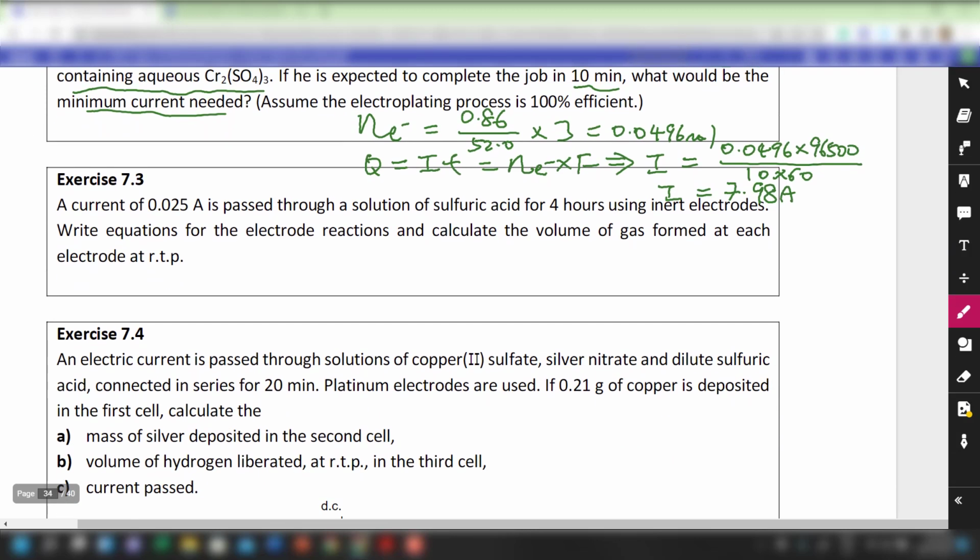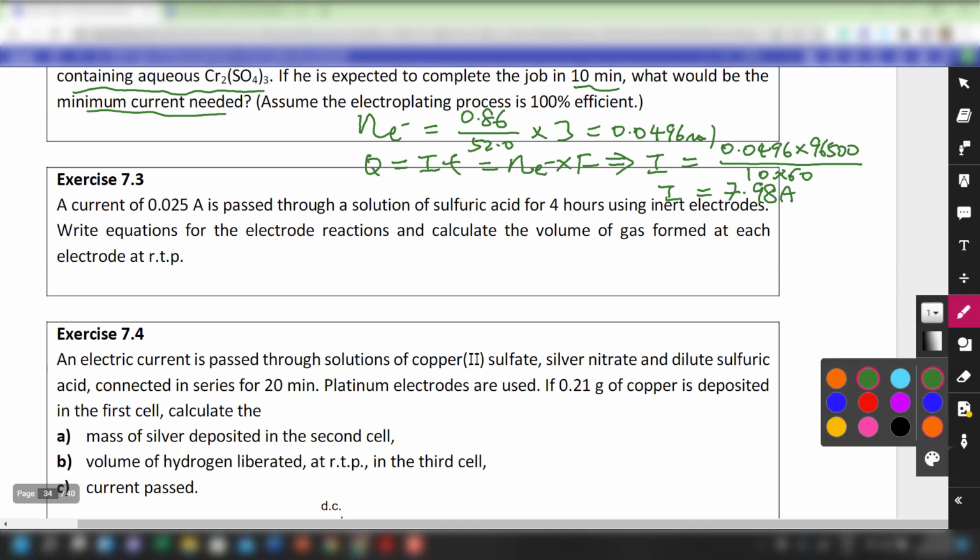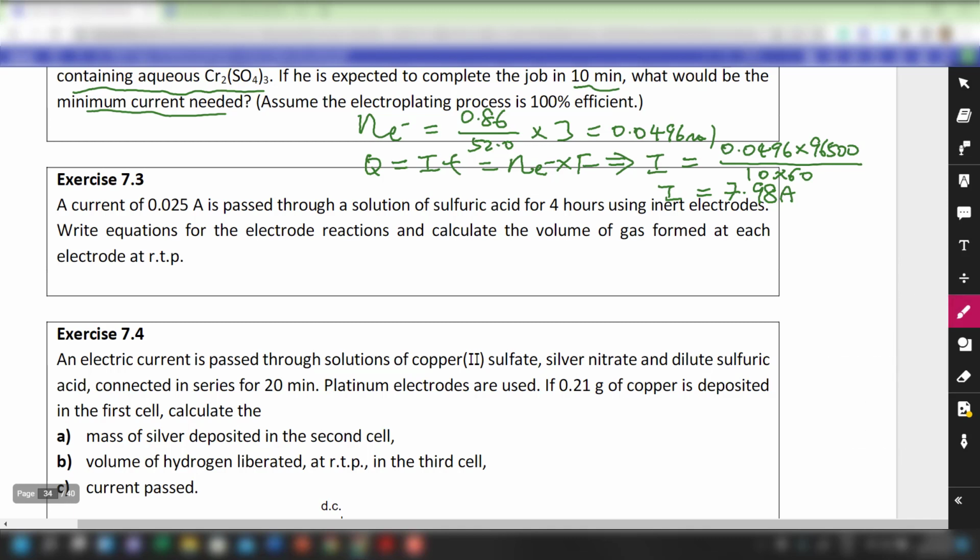Next we'll move on to exercise 7.3. Over here we have a current of 0.025 amperes passed through a solution of sulfuric acid for 4 hours. Again, we have the time in hours, so we need to do some conversions. Using inert electrodes, write equations for the electrode reactions and calculate the volume of gas formed at each electrode at room temperature and pressure.